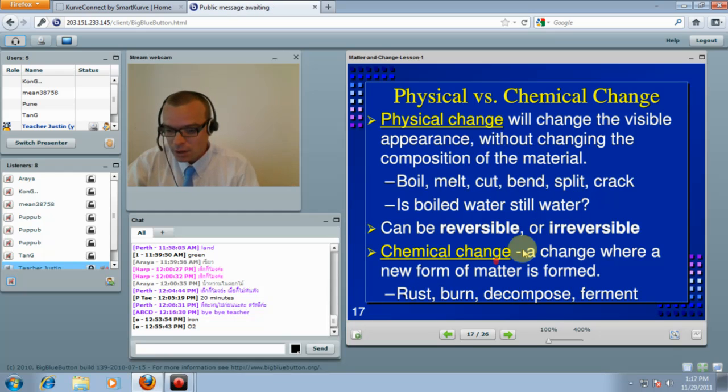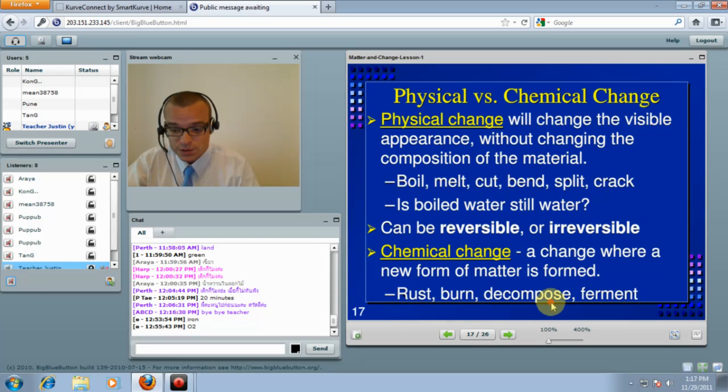So a change where a new form of matter is formed. Yeah, rusted iron, different sort of matter, different chemical composition. Burn, if you burn something, obviously, it's a new form of matter. Take a slice of bread, put it into a fire, burn it, it's going to be completely different. It's just going to be black powder. So it's a different form of matter, a new form of matter.